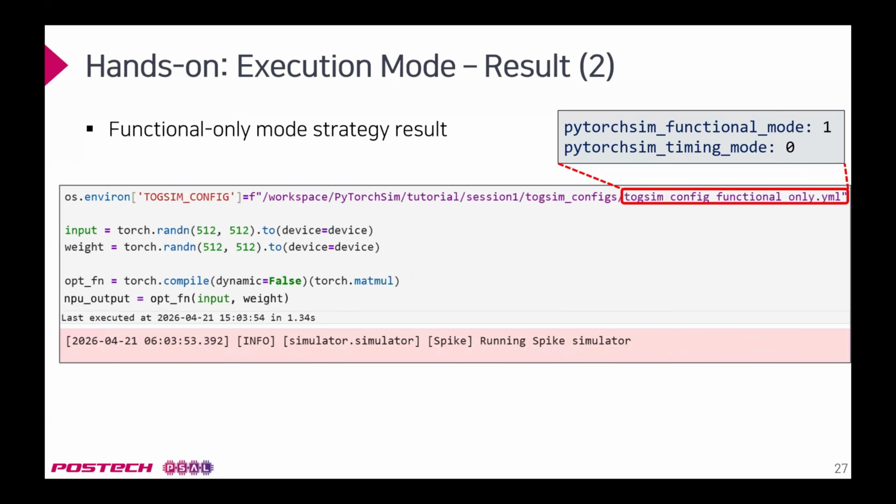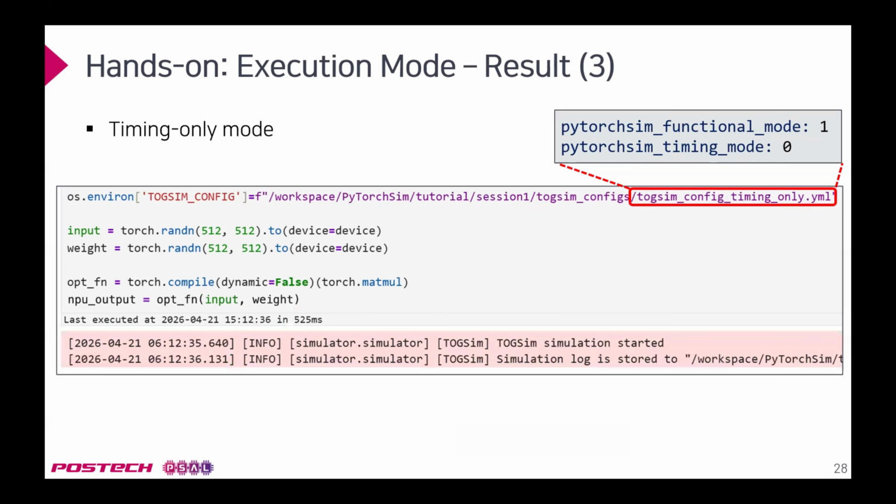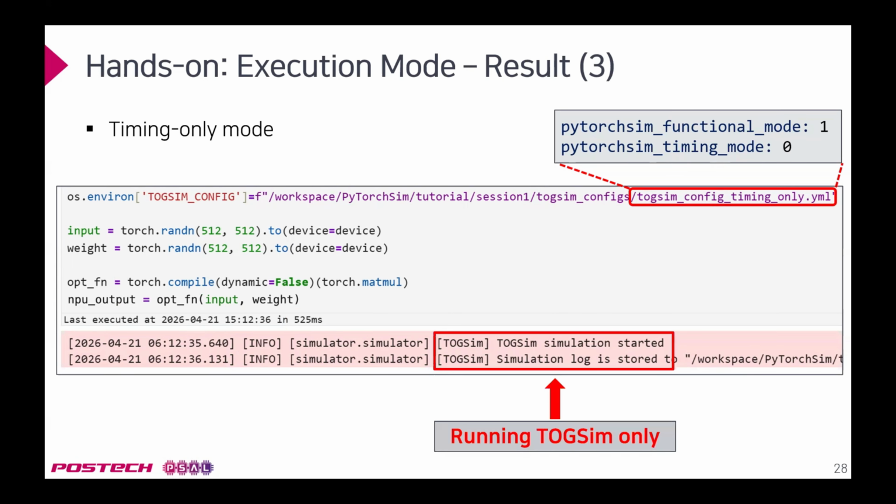In functional only mode, only Spike runs. The wall clock time drops to about 1.3 seconds. In timing only mode, only TorchSim runs. Wall clock time is now about 500 milliseconds. You can select a mode depending on your needs.